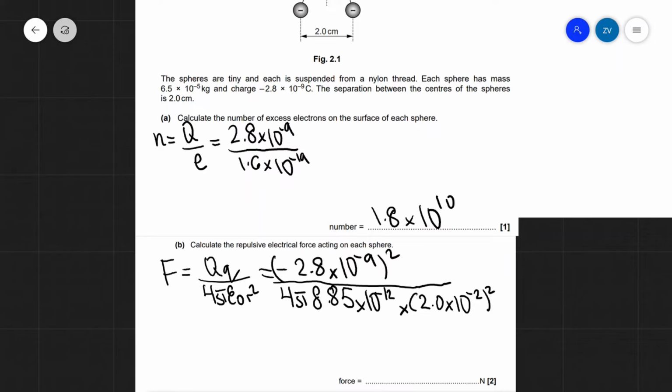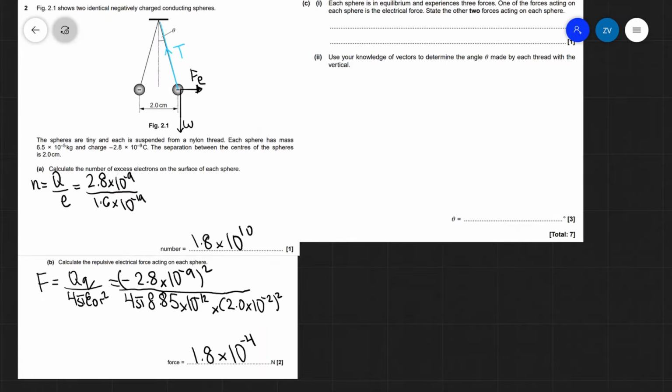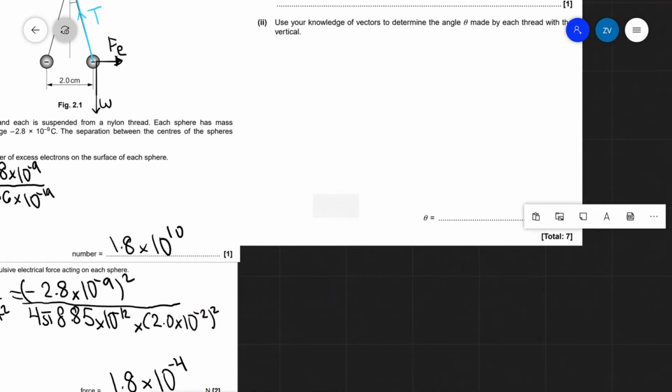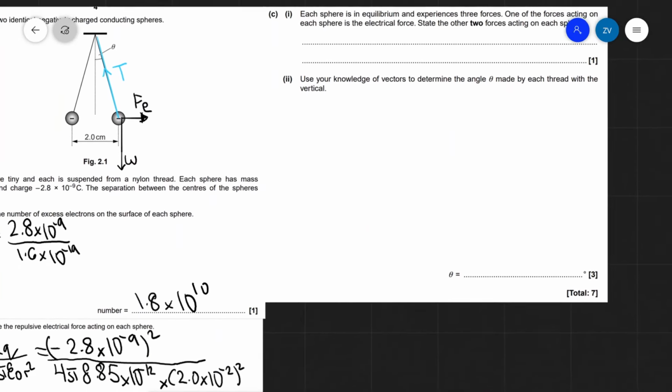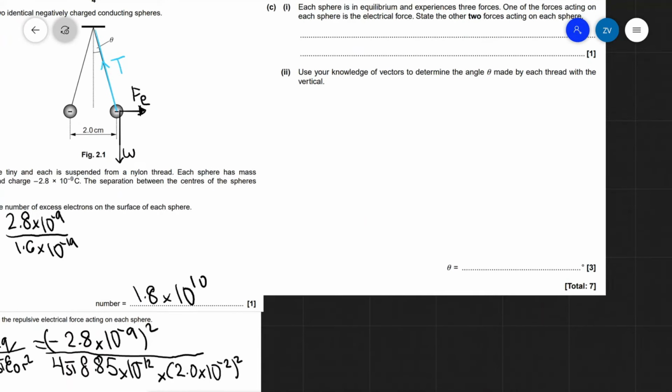And this will give us 1.8 times 10 to the power of -4 newtons. Okay, so for part C, each sphere is in equilibrium and experiences 3 forces. One of them, acting on each sphere, is the electrical force; there are 2 other forces. You can see that I've actually drawn those forces.